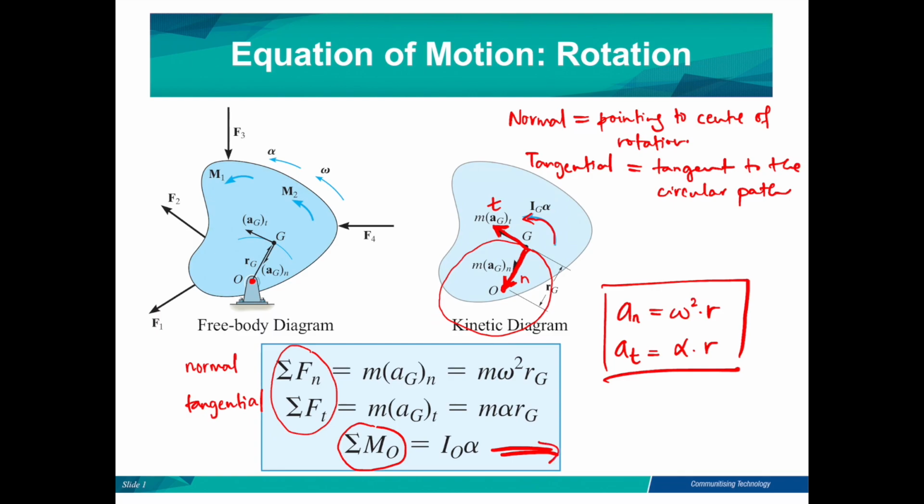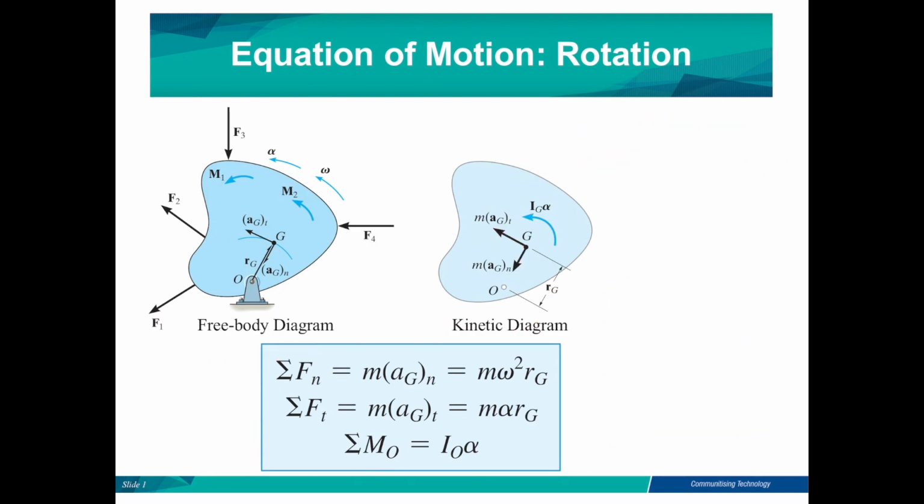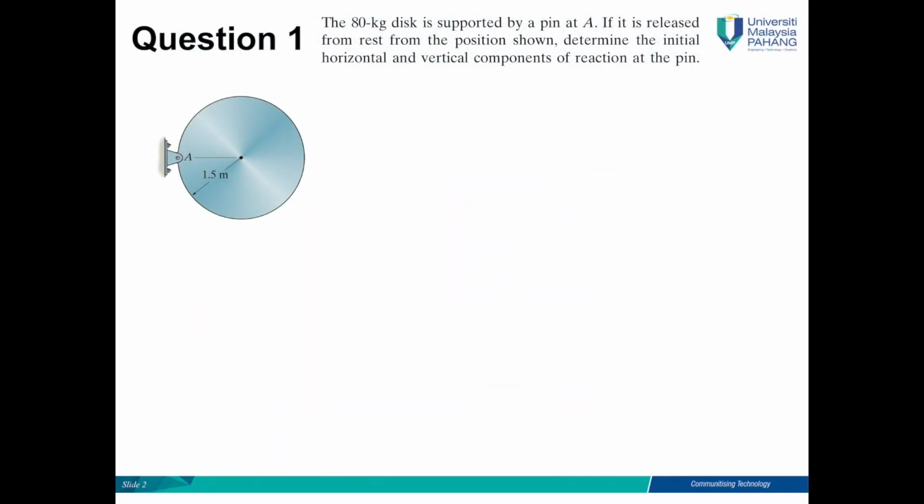So now we have the rotation component. IO is the mass moment of inertia. Okay, please refer to the lecture video on mass moment of inertia. All right, and I will be explaining some of this in the upcoming tutorial question. Okay, let's move on to question number 1.